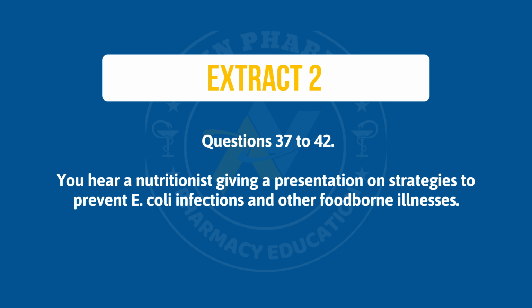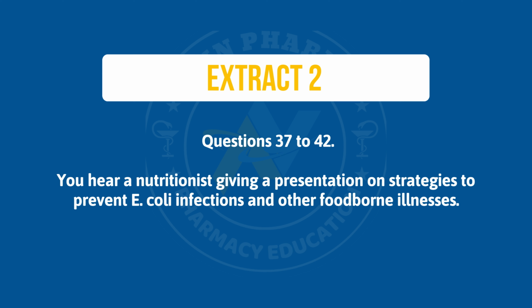Good afternoon, everyone. Today, I'd like to talk about preventing E. coli infections, which are a significant concern in food safety. E. coli is a type of bacteria that can cause severe gastrointestinal infections, leading to symptoms like stomach cramps, diarrhea, and even kidney issues in severe cases. One of the most important steps in prevention is proper food handling. E. coli often contaminates raw meats, especially beef, so it's essential to cook meat thoroughly to kill any bacteria.